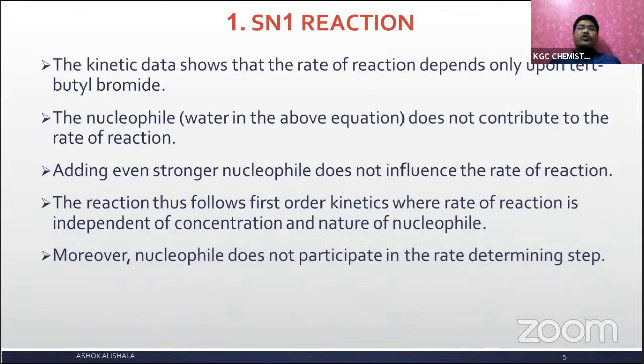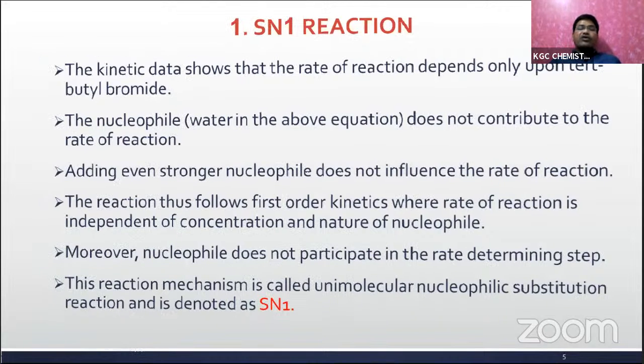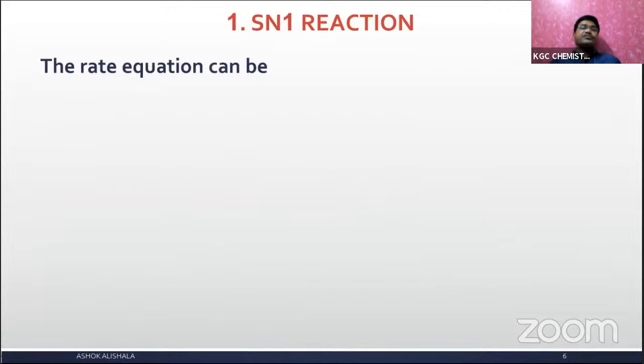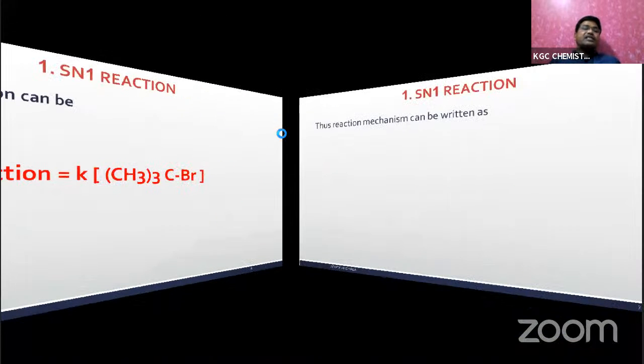Moreover, the nucleophile does not participate in the rate determining step. This reaction mechanism is called unimolecular substitution reaction, or in another way, the SN1 reaction. Let us see the rate equation. The rate of reaction is equal to k into the tertiary butyl bromide concentration. That means the rate depends only on the concentration of the alkyl halide, but not the concentration of the nucleophile or water. See, this is the case.